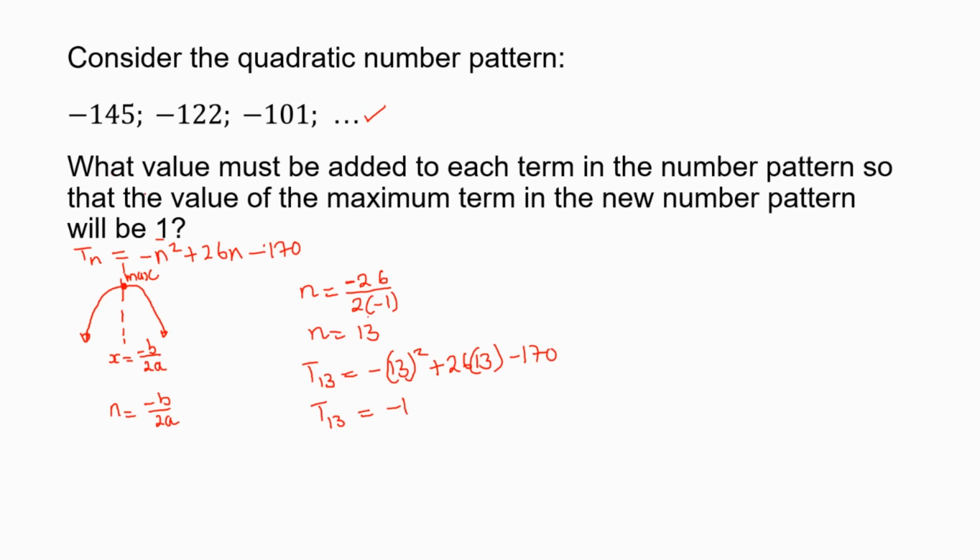Let's go back to the question. What value must be added to each term in the number pattern so that the value of the maximum term in the number pattern will be 1? So what must we add to negative 1 to get 1? Therefore, we add 2. We can even create an equation and say negative 1 plus x is equal to 1. Then we transpose, and x is equal to 1 plus 1, which is 2. So that's the answer there.